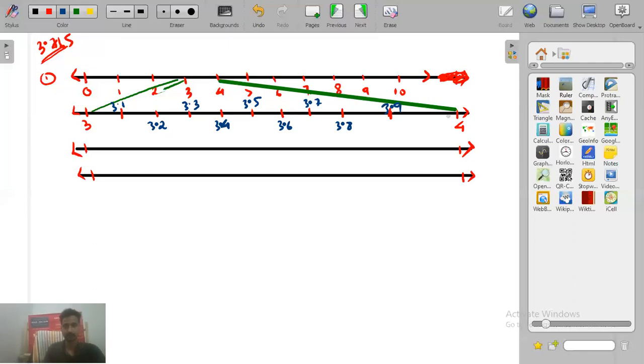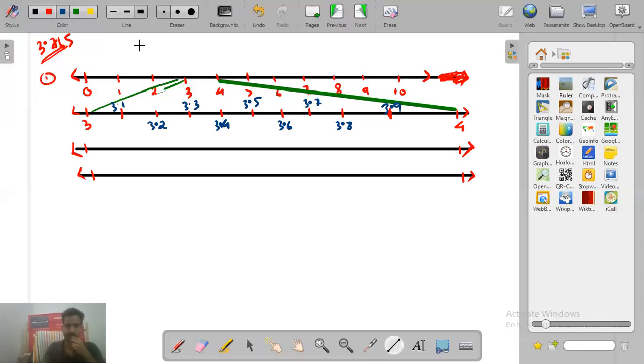Now again you have to see 3.765. So now 3.765 will lie between what? 3.7 and 3.8, yes or no? Why? Because 3.765 is more than 3.7 but less than 3.8. So it will again lie between 3.7 and 3.8. So again, you have to divide the distance between 3.7 and 3.8 into 10 equal parts. Okay, so let me draw a straight line here.